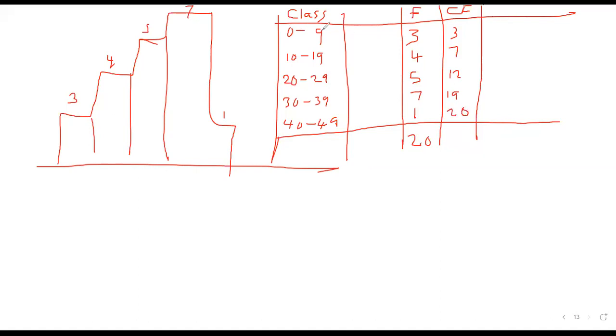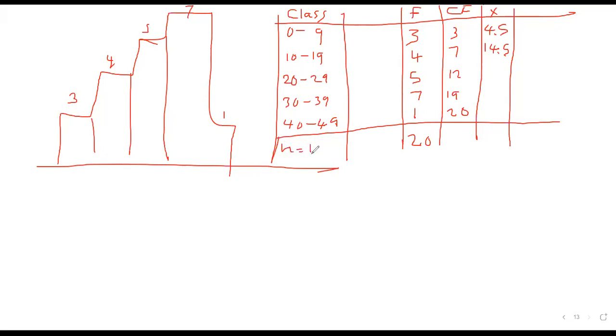Get the midpoint. 0 plus 9, 9 divided by 2, 4.5. Then 10 plus 19, 29 divided by 2, 14.5. So the height, don't subtract this one aside, you get the difference. It's safer like that. The height is what?